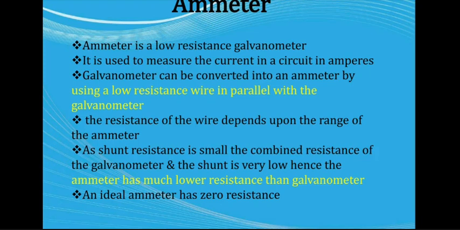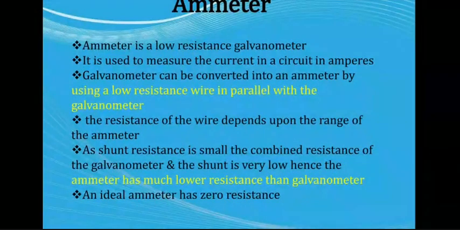Now, since you want to measure large currents and the galvanometer itself cannot handle large currents, what you do is you take a large portion of the current and bypass it through a shunt resistance across the galvanometer. And then you do calculations accordingly to get the relationship between the unknown current and the deflection produced in the galvanometer.